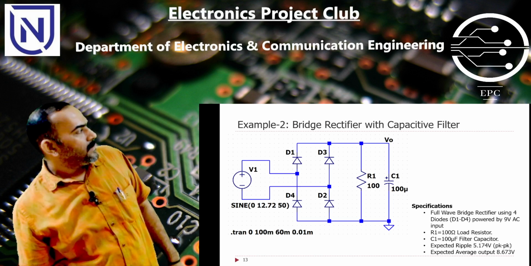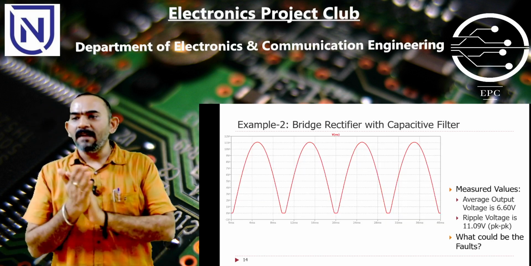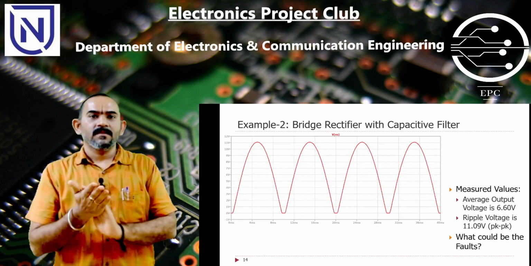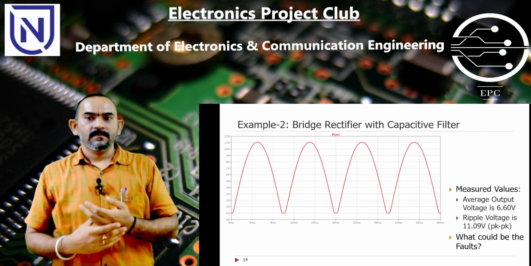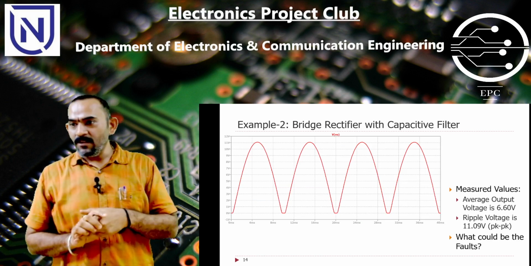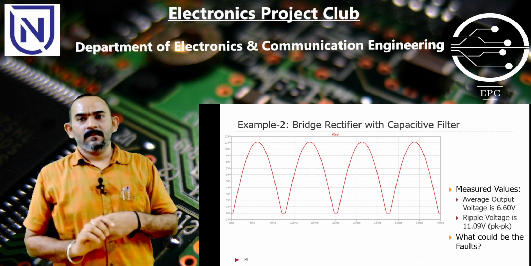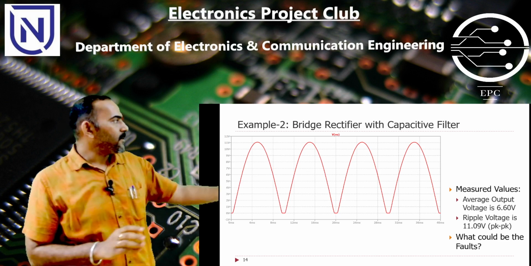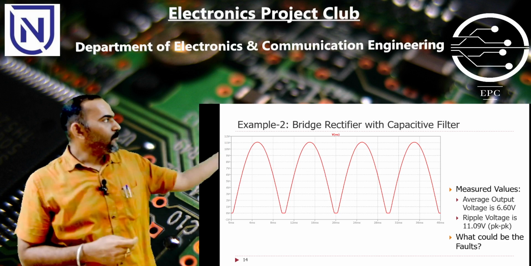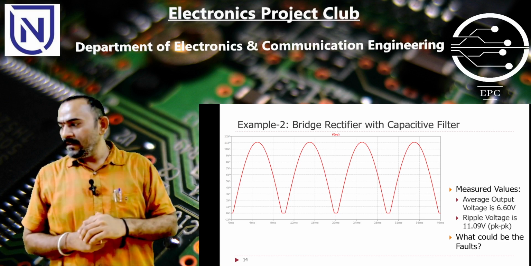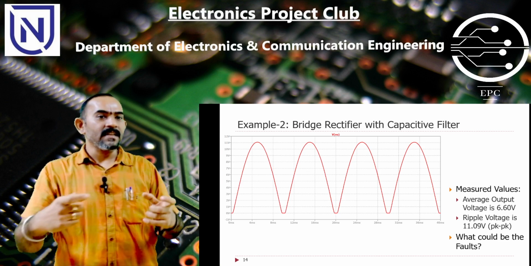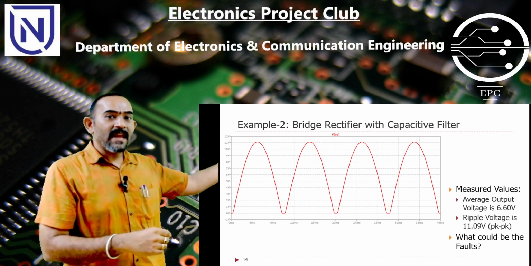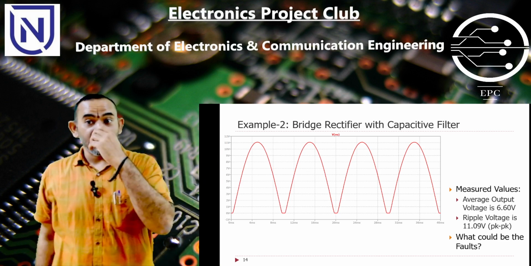But he comes back and says, I am getting this output. What could be the reason? Capacitor value not proper? If the capacitor value is not proper, you will not get this waveform. This is a full wave rectifier output, isn't it, without the capacitive filter. So basically the behavior is like the capacitor is not there in the circuit.